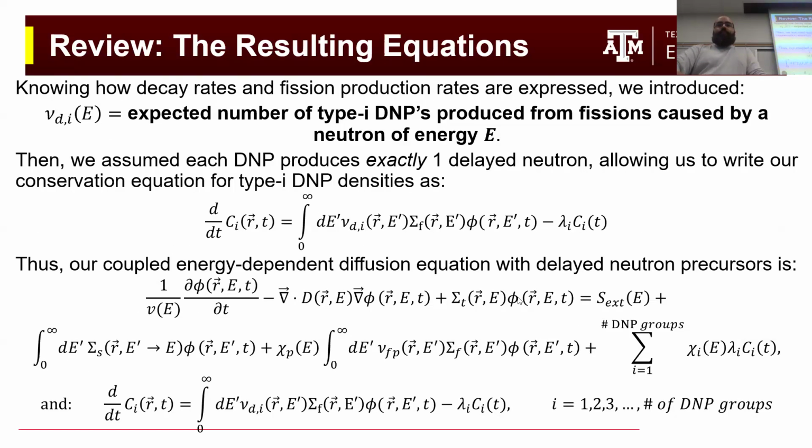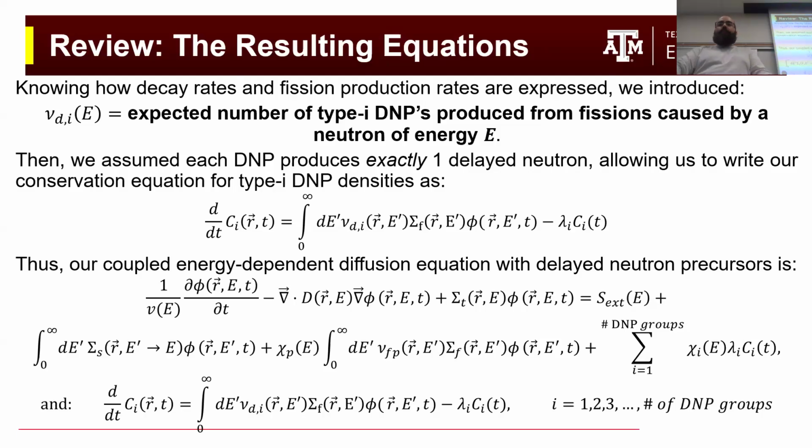And then the only other thing that we introduced to set up our balance equation was we defined a new quantity for delayed neutron precursors of type I. And this is technically the number of delayed neutron precursors that come out of fission. But then we made the argument that because every delayed neutron precursor that we're tracking is going to produce exactly one delayed neutron, then we can think of this as basically the number of delayed neutrons that come out of a precursor of type I when it was caused by a fission of a neutron with an energy E.